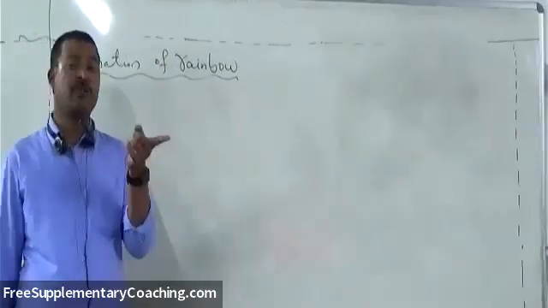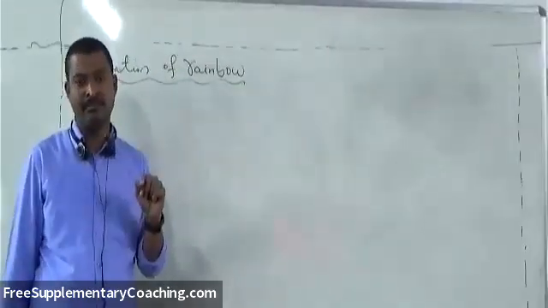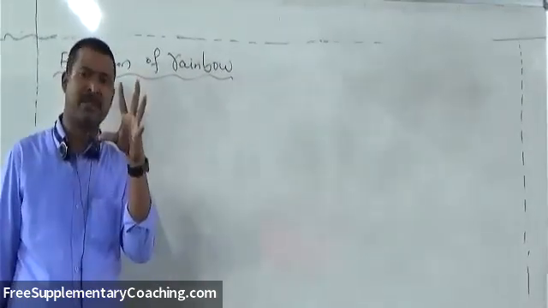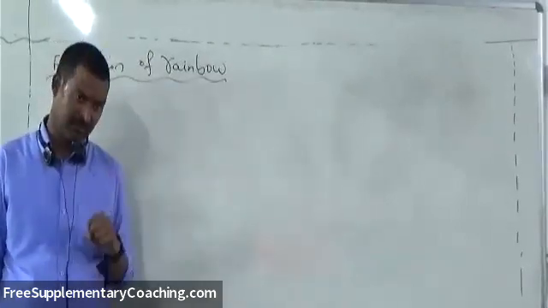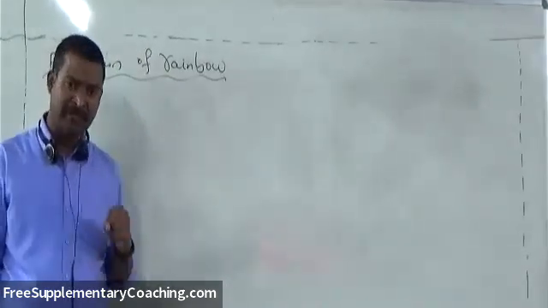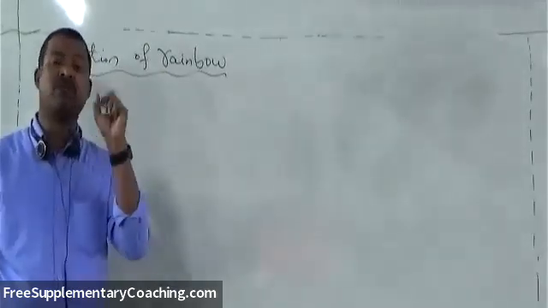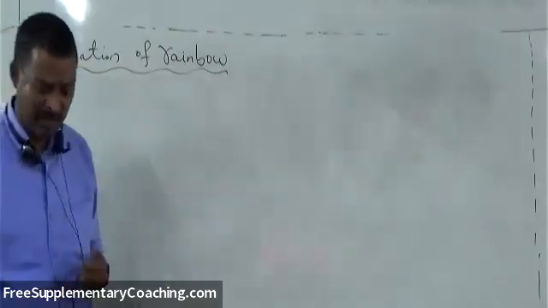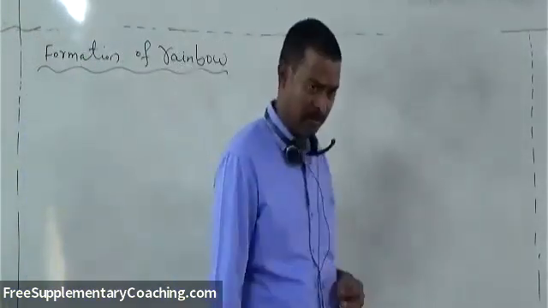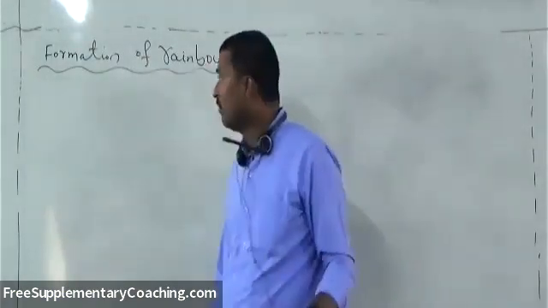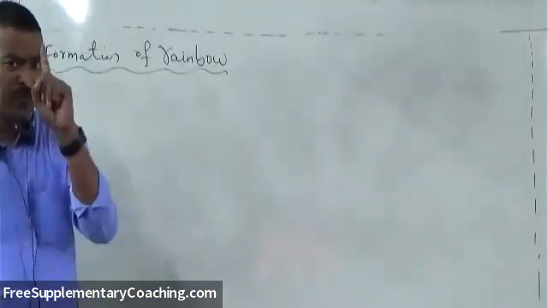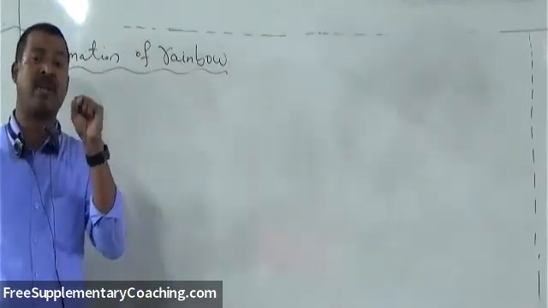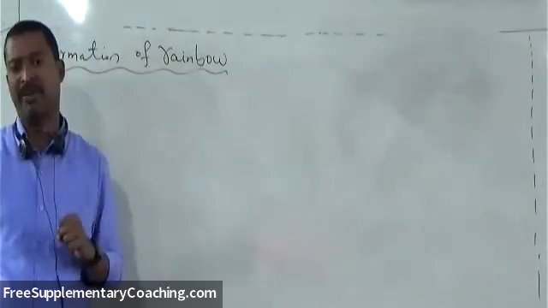When it enters into any other medium, this white light will be split up into different wavelengths, in which we are able to see 7 colors or 7 wavelengths. That we call VIBGYOR. That means in the formation of rainbow, the first phenomenon that takes place is dispersion, splitting of light. Dispersion of light takes place.